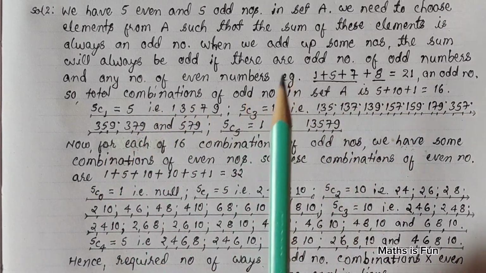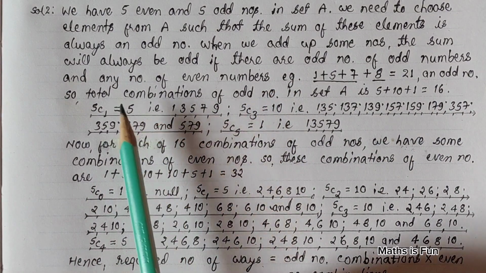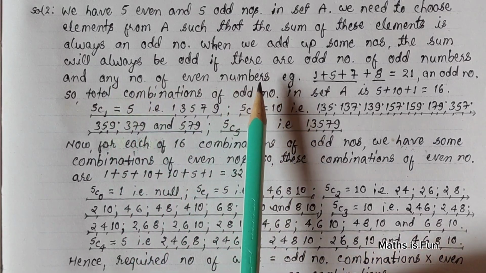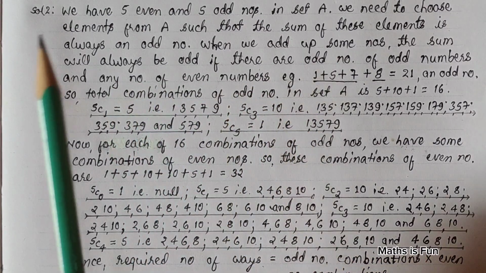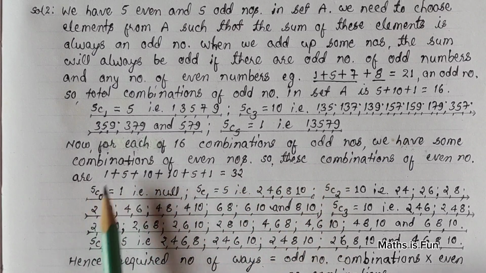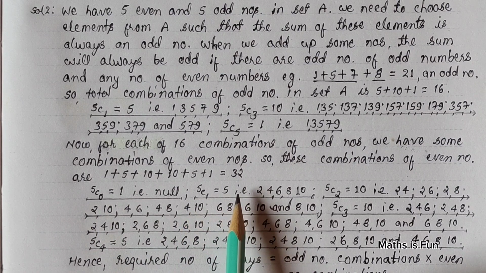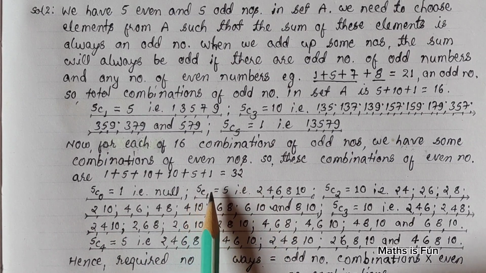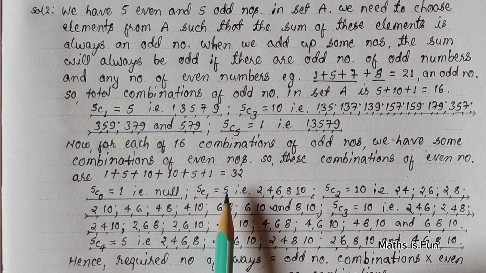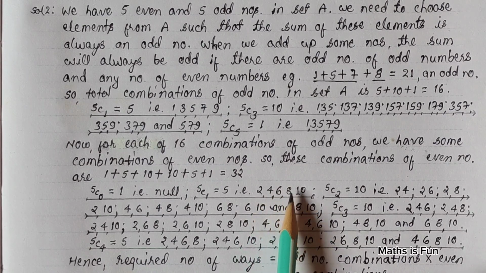Now for each of these 16 combinations of odd numbers, we are going to choose even numbers. As I have told you earlier, any number of even numbers is possible. That means we can take 1, 2, 3, 4, 5, or we may not take a single even number also. So let's see how many combinations are there. The first combination is that we do not take any even number. Our second type of combination of even numbers is when we take only one even number at one time. So 5 such possibilities are there. These possibilities are 2, 4, 6, 8 and 10.